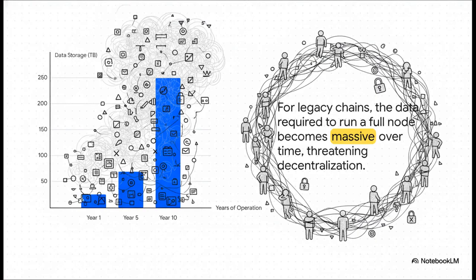I mean, just look at the classic chains like Bitcoin. Every single transaction from day one is stored forever. And as you can see, after a few years, the amount of data you need to run a full node just gets massive. And this isn't just an inconvenience, it's a huge threat to decentralization. The fewer people who can afford the hardware to participate, the more centralized the network becomes.